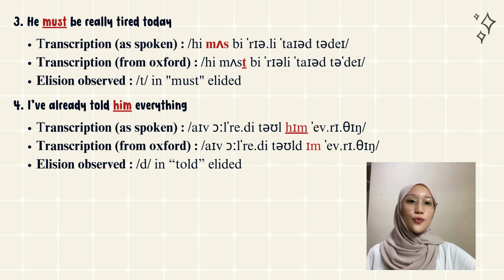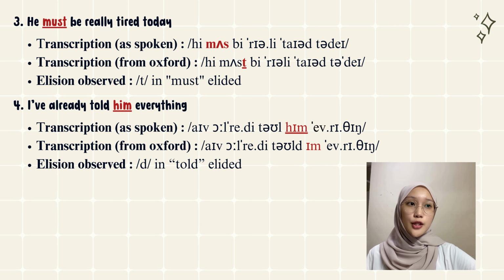The fourth sentence we analyze is, "I've already told him everything." Now let's hear how the participants read this sentence. I've already told him everything. In this sentence, elision occurs in the word told. Instead of saying "told," the speaker pronounces it as "tol," leaving out the d sound.